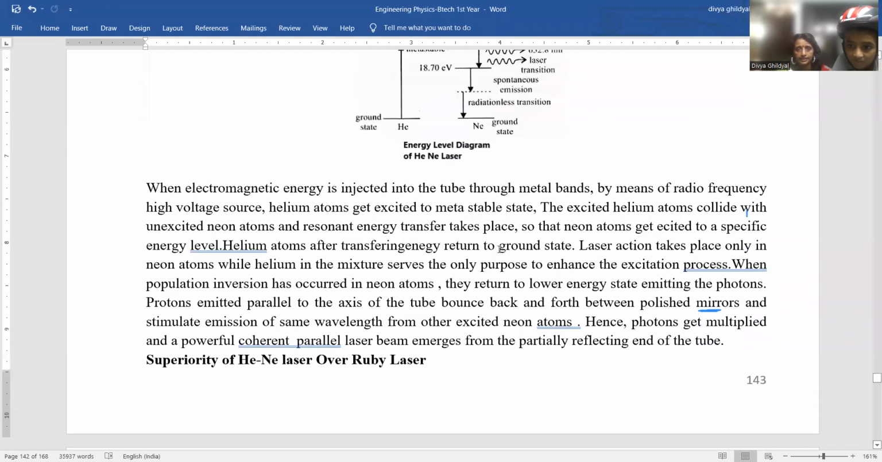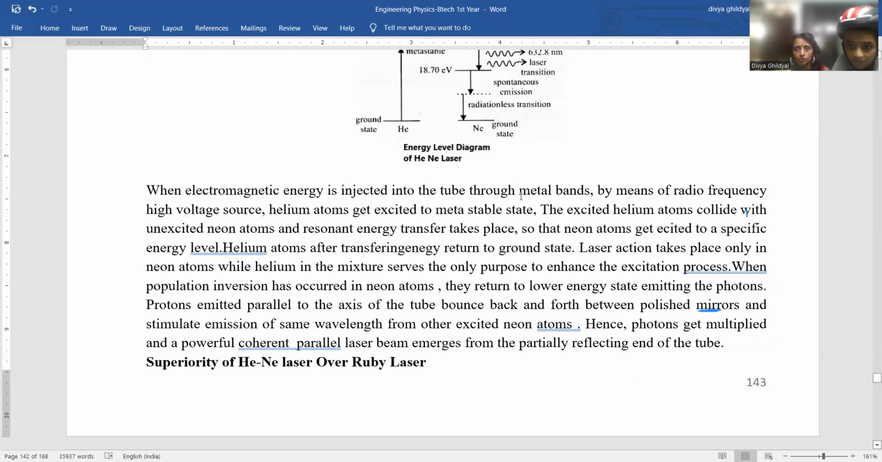So when electromagnetic energy is injected into the tube through metal bands by means of a radio frequency high voltage source, helium gets excited to the metastable state. The excited helium atom collides with unexcited neon atoms and resonant energy transfer takes place, so that neon atoms get excited to a specific energy level. Helium atoms, after transferring energy, return to the ground state.